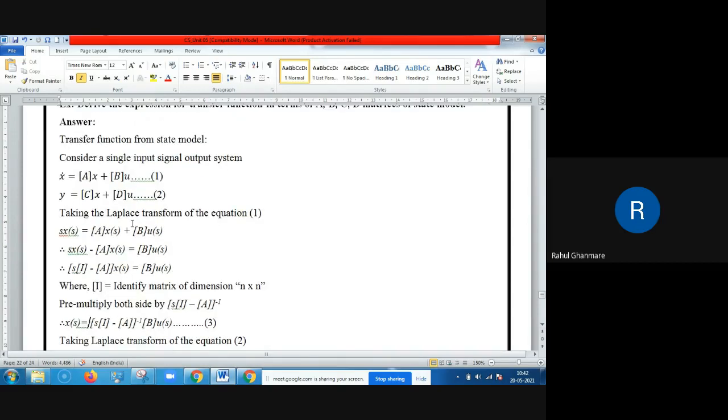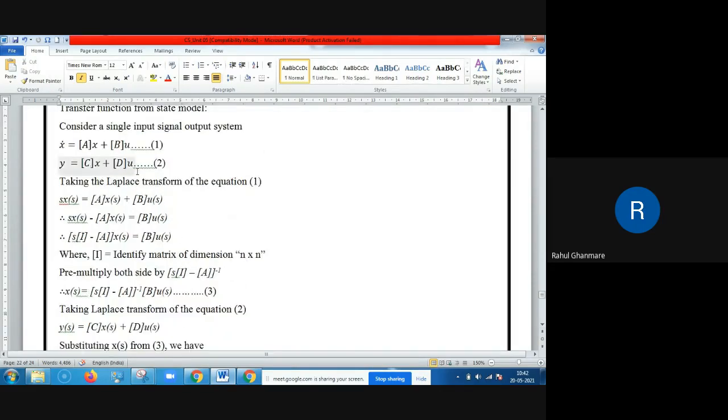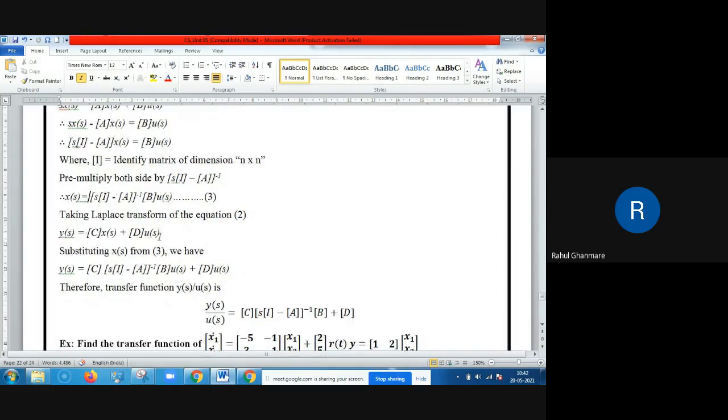This equation is obtained from x dot is equal to Ax plus Bu. Now we consider the second equation, y is equal to Cx plus Du. Again we take the Laplace transform. You already calculated the value of X(s), so you put that value here. Matrix C stays as it is, times (sI minus A) whole bracket inverse, into matrix B times U(s), plus D U(s).